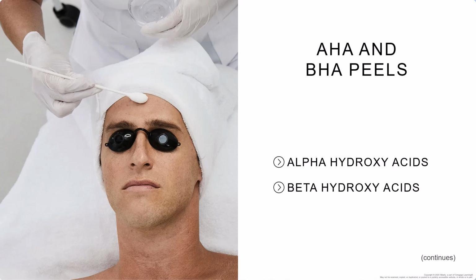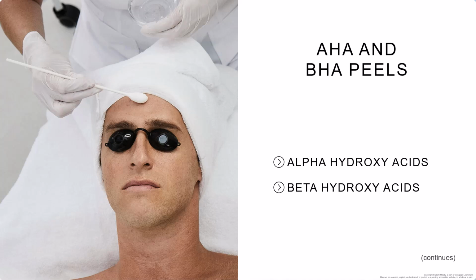Most AHA peels don't yield any peeling or flaking, and they're going to include our glycolic acid, which is going to typically be the strongest and most commonly used, and it can penetrate more effectively due to the smaller molecule size. We also have our lactic acid, tartaric acid, malic acid, citric acid, and mandelic acid. So all of these are AHA peels.